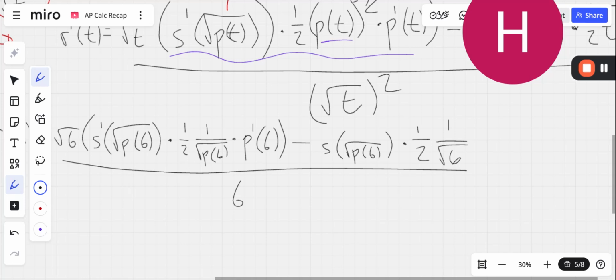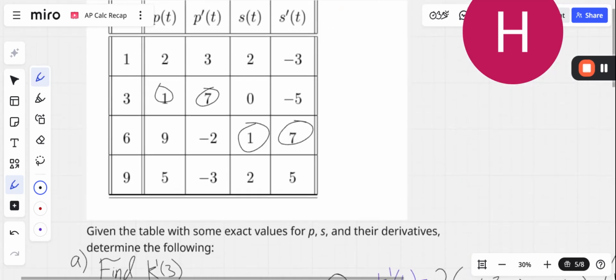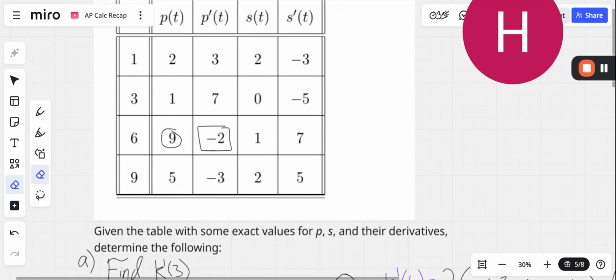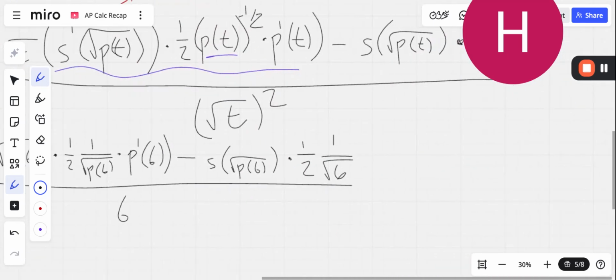All right, so what is p of 6? I see it come up several times. And what is p prime of 6? Let's take a look. P of 6 is 9. It's really nice because we have to take a square root of it. And then p prime of 6 is negative 2. So let's just keep that in mind, plug some stuff in, simplify just a little bit.